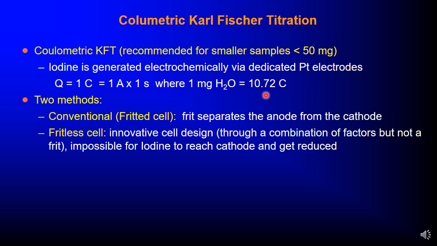So 2 methods: conventional or fritted cell. The frit separates the anode from the cathode. Then fritless cell, an innovative cell design, makes it impossible for iodine to reach the cathode and get reduced.